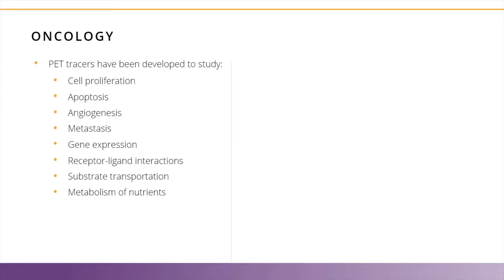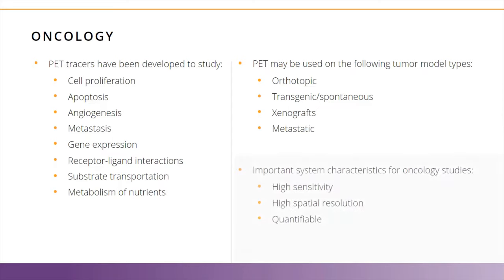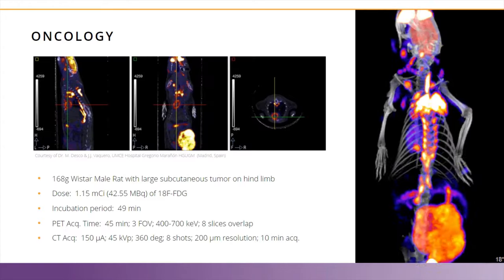Oncology is an area where PET is used routinely to look at things such as cell proliferation, angiogenesis, receptor-ligand interactions, metabolism, etc. As the radioisotopes are injected into the animal, PET can be used on any type of tumor model from xenografts to transgenic models, and is also ideally suited to look for metastases. Of all the system's capabilities, the most important for oncology work are the high sensitivity, spatial resolution, and the ability for the images to be quantified.